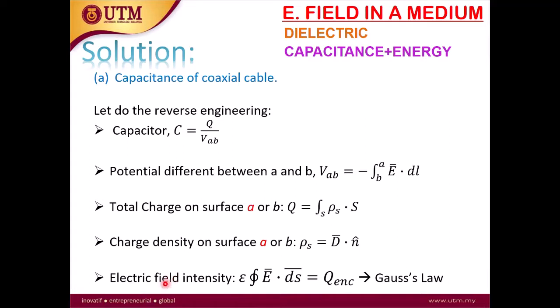And to find the electric field intensity, we use the Gauss law. So the Gauss law says that the closed integral of epsilon E dot dS equals Q enclosed. So you have to remember how to find the E field using Gauss law. Now we have to solve from down to upward.